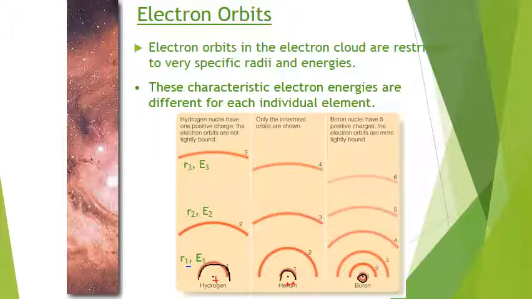So notice that the way the energy levels are laid out is different for different elements. And that's really important because that provides essentially a fingerprint. Because of these different energy level structures, this creates different types of fingerprints and allows you to understand the elemental makeup of stars.